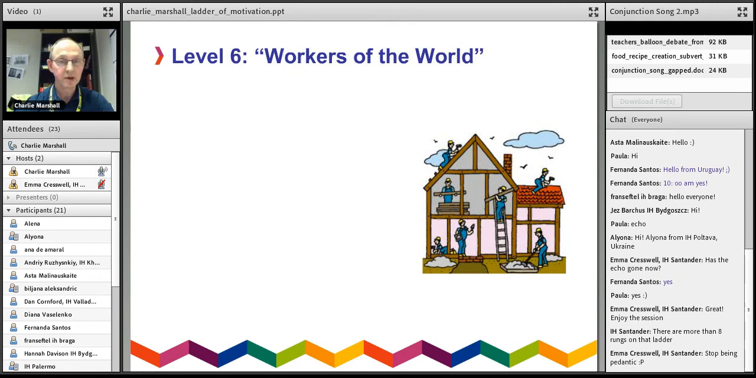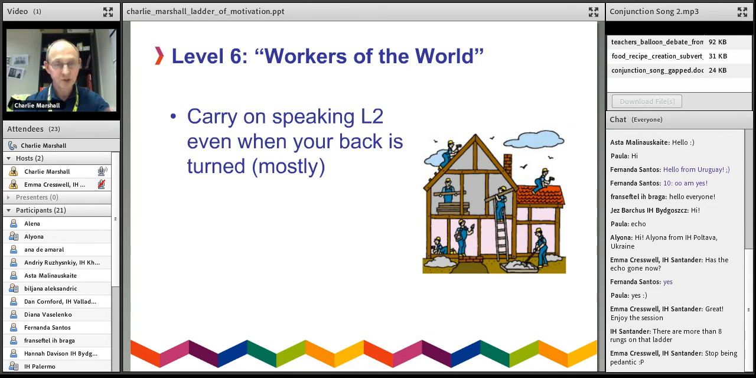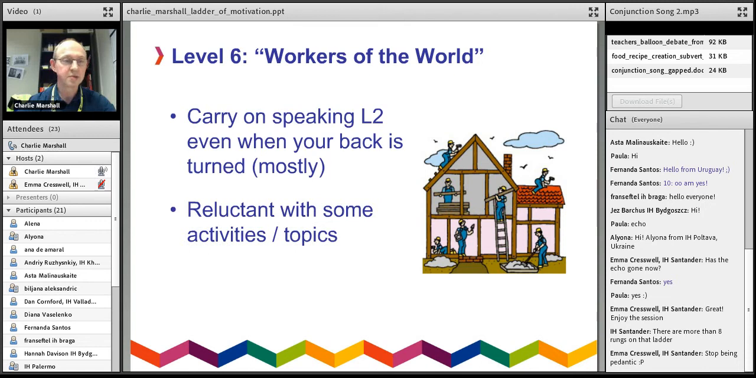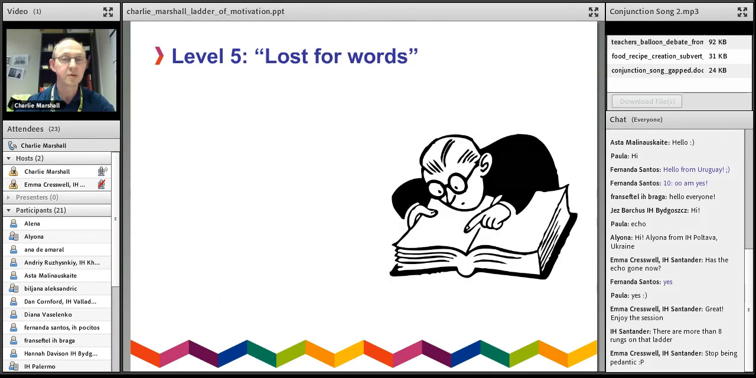The next level down, I'm going to call them workers of the world, because they're industrious. They work, they get on and do their jobs. So they do carry on speaking L2 even when your back is turned, mostly. But they might be reluctant with some topics. There might be just some things or some activities they don't like doing, particularly quite often speaking. So they'll be happy to get on with the gap fill, but maybe they're not so keen on speaking in the lesson. And they may have confidence issues around some areas. So that's the workers of the world, and we'll go on now to the next group down.